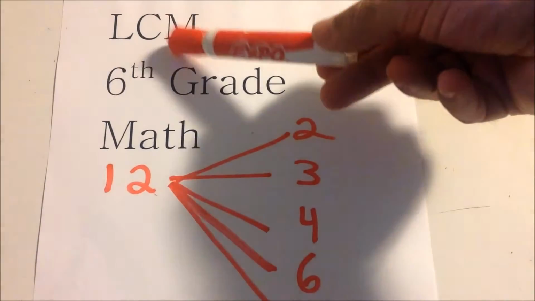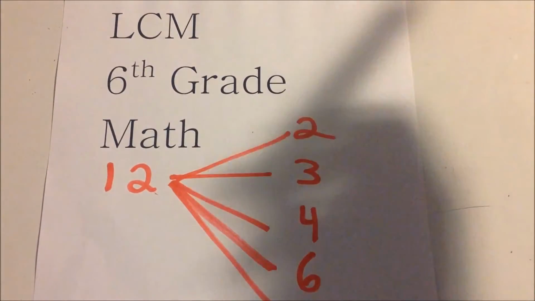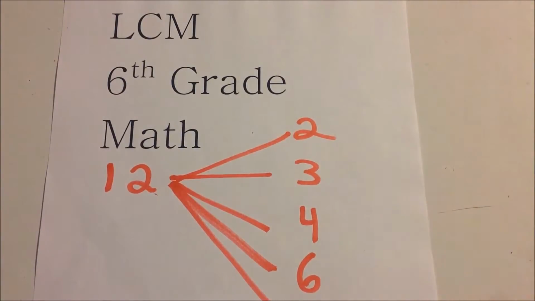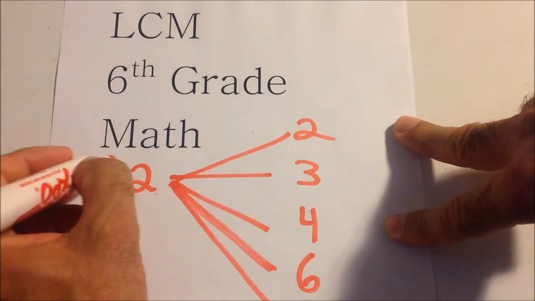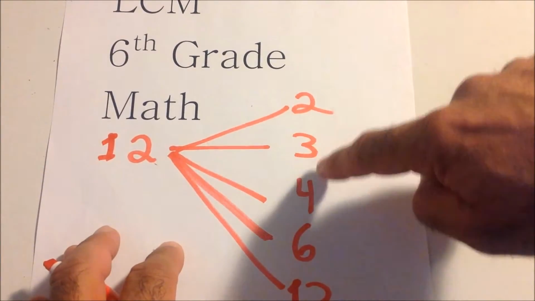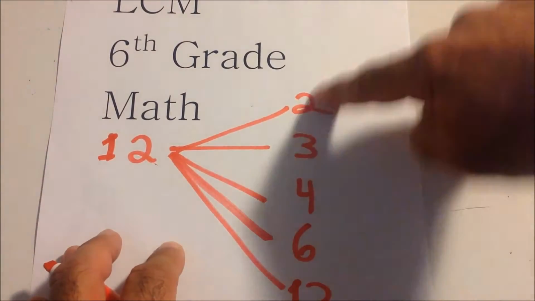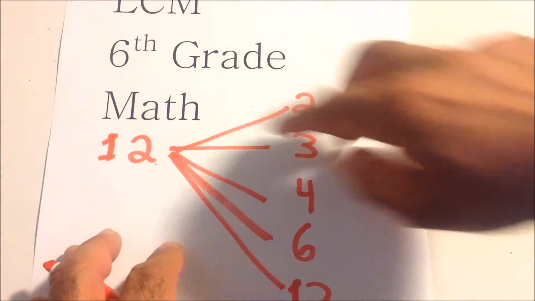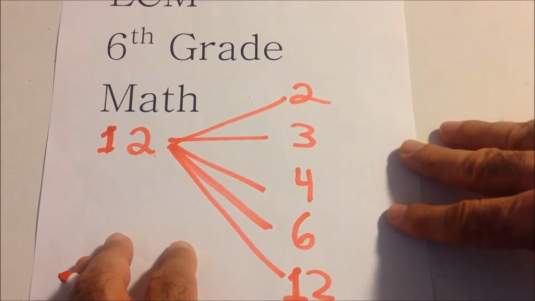Okay, here's our video on the LCM, and the LCM just means the least common multiple. So here's a multiple, 12. 12 is a multiple of all these numbers you see on the right: 2, 3, 4, 6, and 12. These are all the factors of 12, and 12 is the multiple.